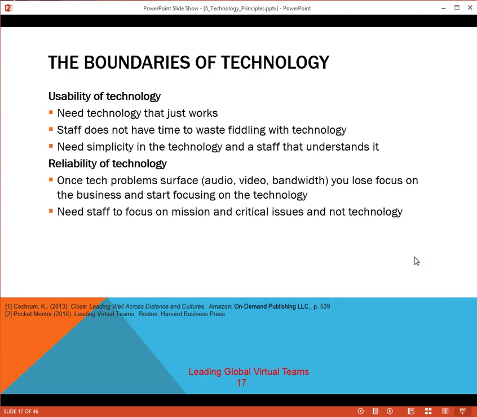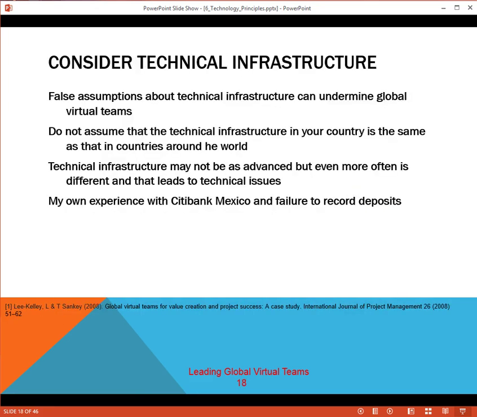Reliability of technology. Once technical problems surface, audio, video, bandwidth, you lose focus on the business and start focusing on the technology. The staff needs to focus on the mission and critical issues and not the technology. An often overlooked factor in reliability is country infrastructure: the reliability and availability of communications and steady electricity without brownouts, spikes, or other phenomena.